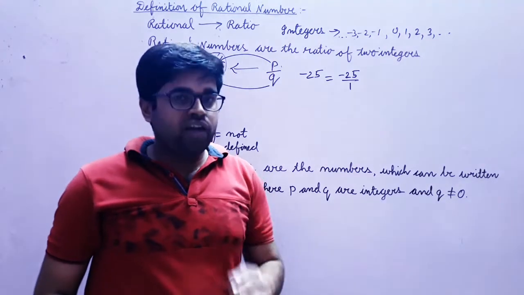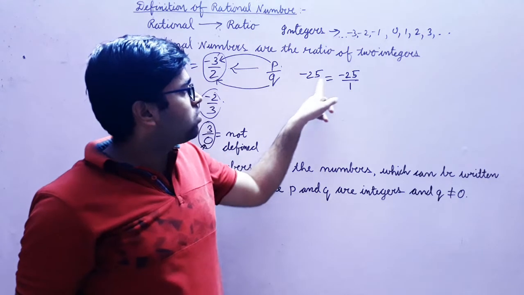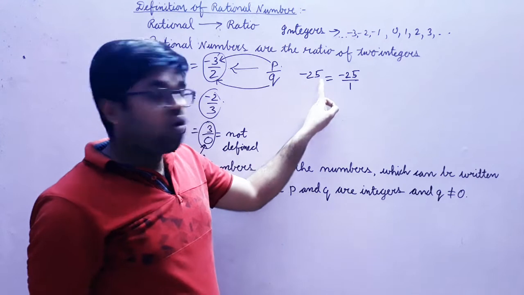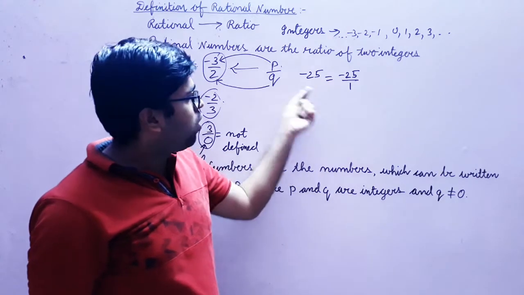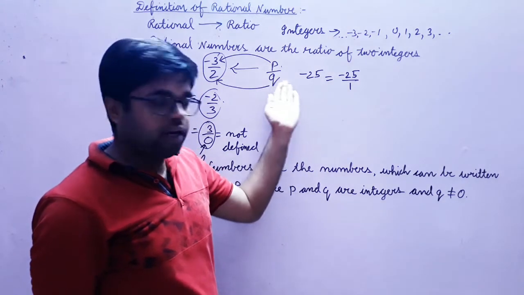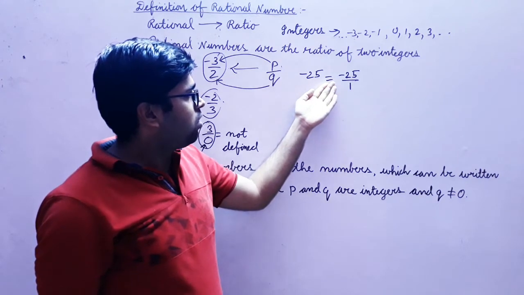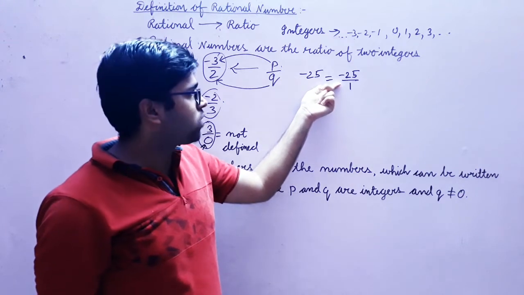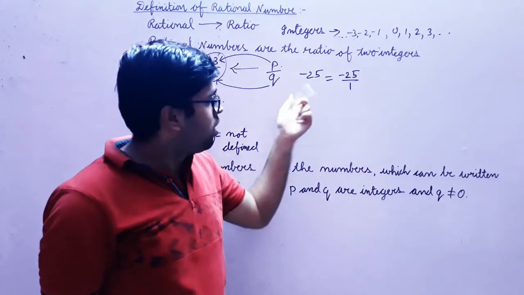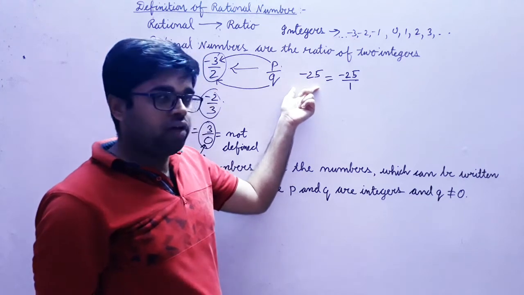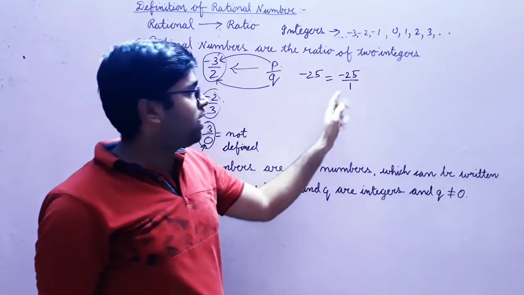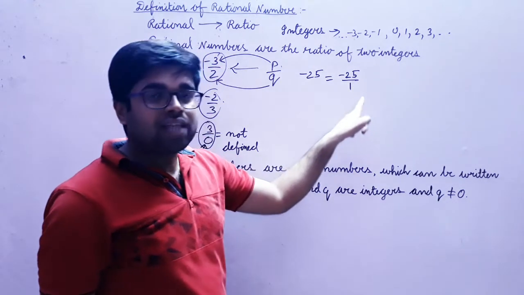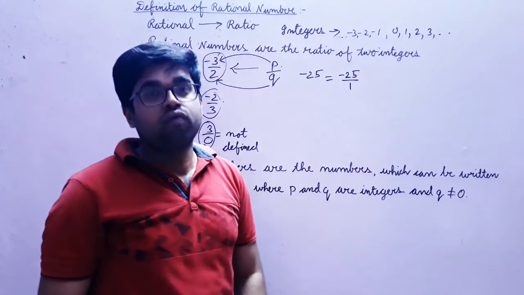Now -25 by 1. Why can we write -25 as -25 by 1? Because on both sides we have the same value. The left hand side means whatever part is written on the left side of the equals to sign. So on the left hand side we have -25, and the right hand side means the part written on the right side of the equals to sign. On the right hand side we have -25 by 1.